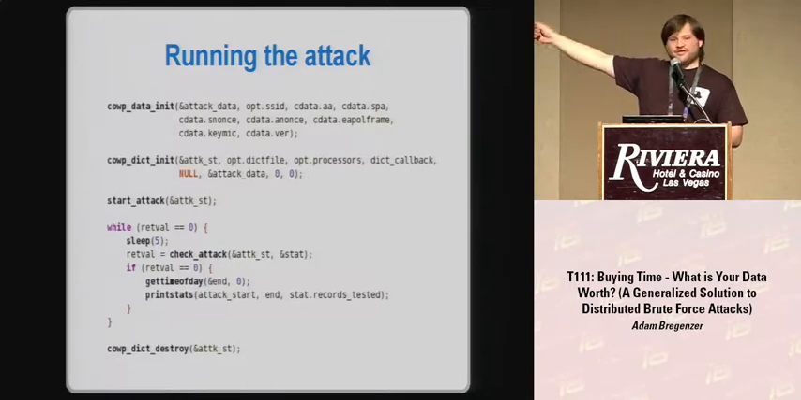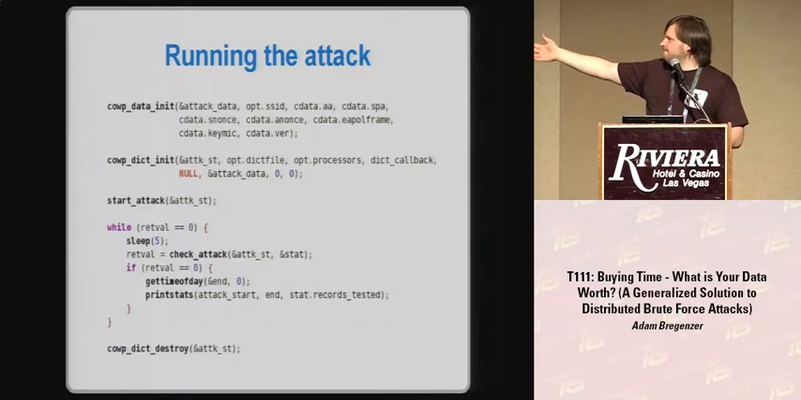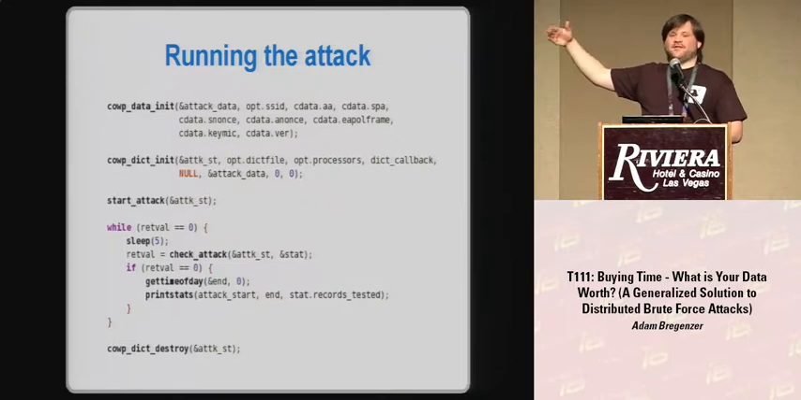You'll fill up your dictionary attack structure with a dictionary file, the actual function that's going to be used to run the attack word by word, and then the number of threads and the callback when it's done. Then you start the attack, and it's going to return immediately, and the attack, again, is going to run in a separate thread. So now you're free to do whatever you want. In this particular instance, I'm just looping, waiting for the attack to finish every 5 seconds and spitting out the current number of records that have been processed.